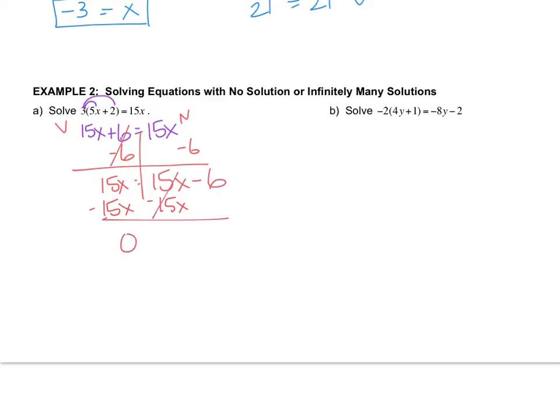So I get 0, because anything minus its exact self is 0, right? There's no x's left. It's just the number 0 equals negative 6. Now that's ridiculous. Hopefully you're looking at that and you're saying that's false. That's not true. When you get a false statement like this at the very end, where the variable disappears and you have two numbers and they're not even equal to each other, the answer is no solution.